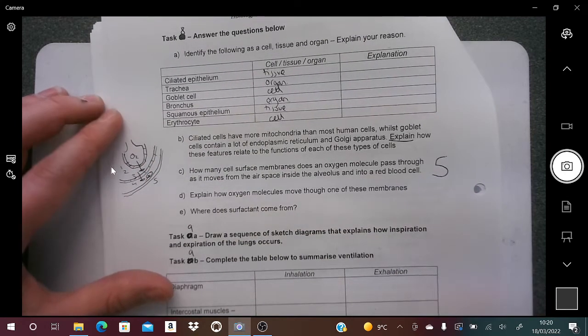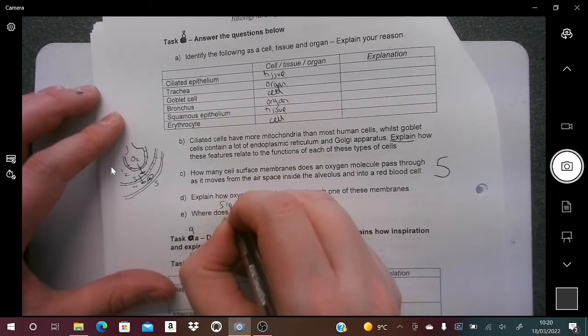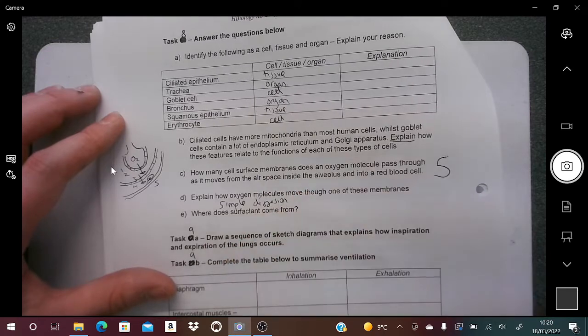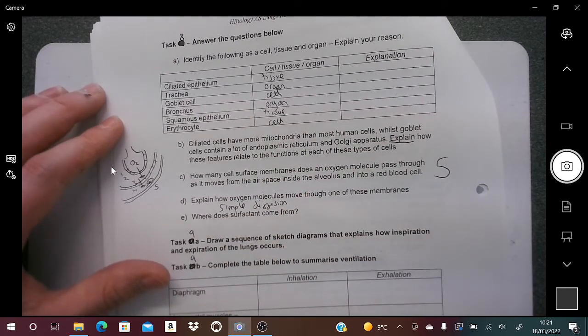Explain how oxygen molecules move through one of these membranes. It is simple diffusion. So it's passive, easy peasy.